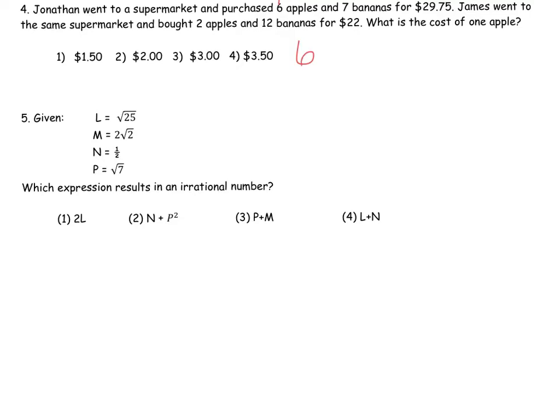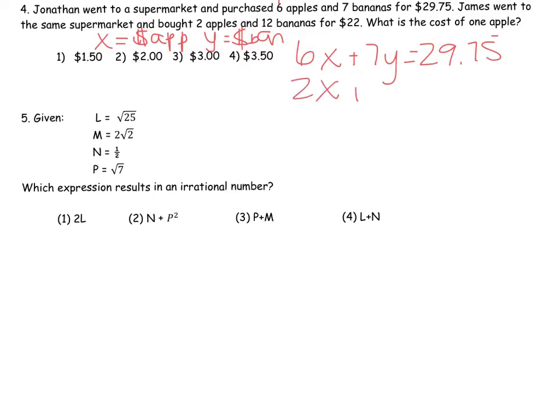All right, we're going to say x equals the cost of 1 apple, and then y equals the cost of 1 banana. So 6x plus 7y is equal to 29.75. And then we have 2x plus 12y is equal to 22. Now you're going to solve this, but first I want the cost of 1 apple, so that means I want to solve for x. If I want to solve for x, I have to eliminate the y's.